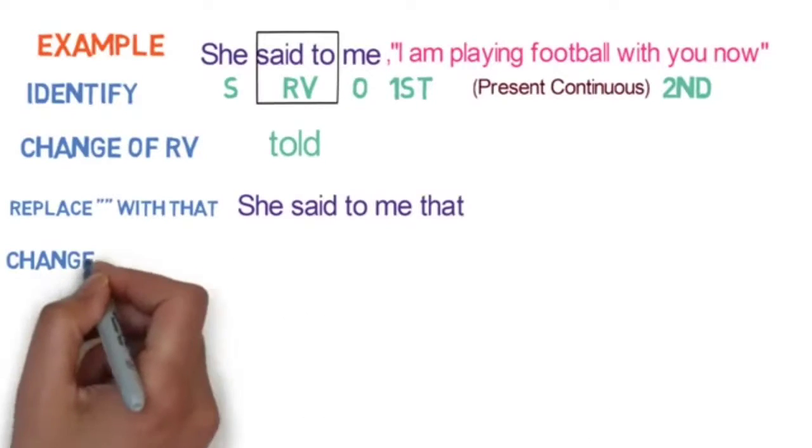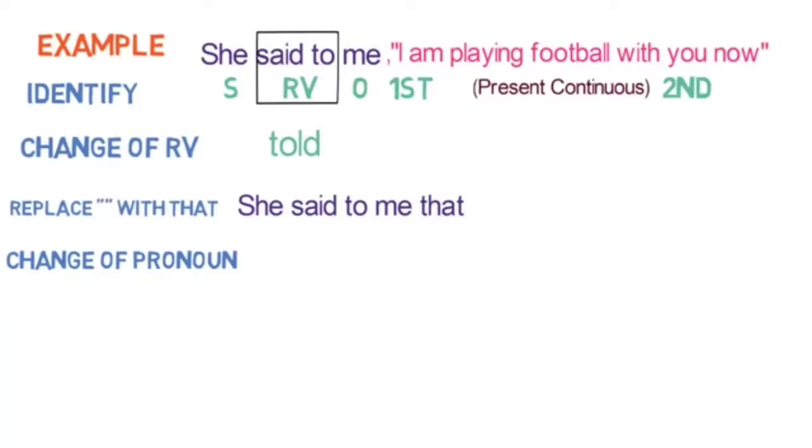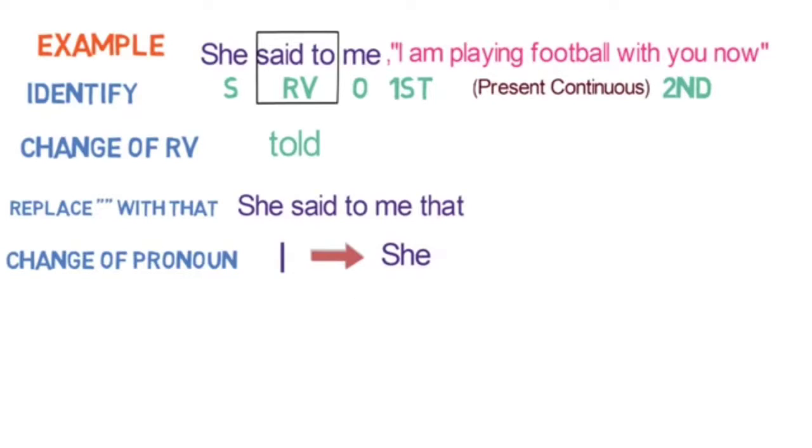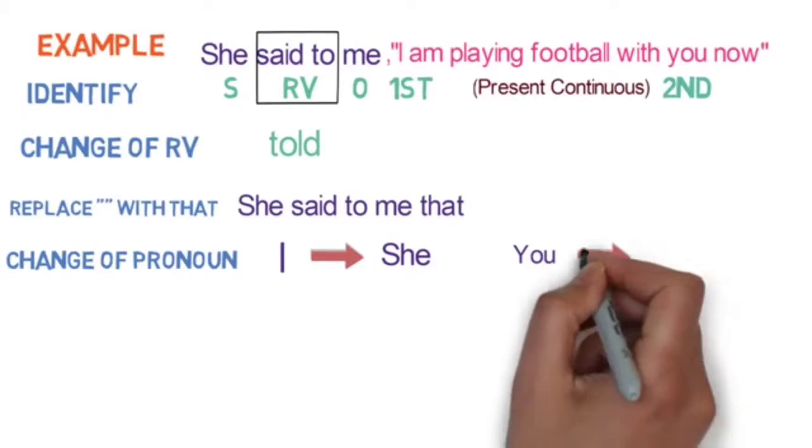Fourth step is the change of pronoun. Here, I is first person and the subject is she. So, I is converted into she. You is the second person and the object is me. So, you is converted into me.